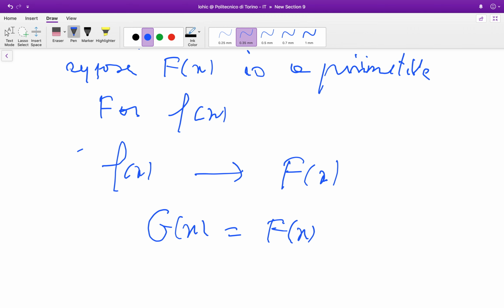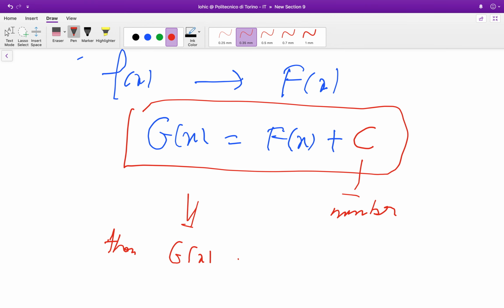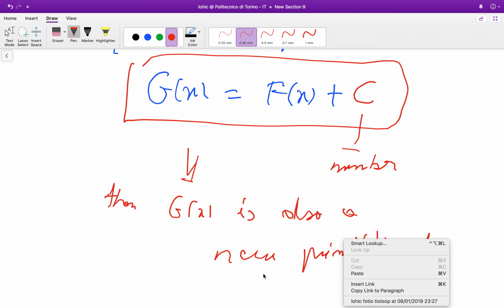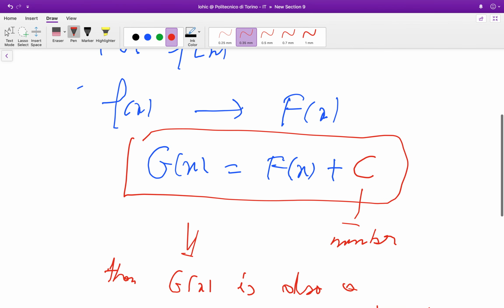where this c is any number, then such a g of x is also a new primitive of f of x. It's also a new primitive for f of x.